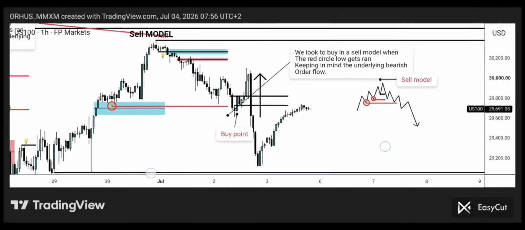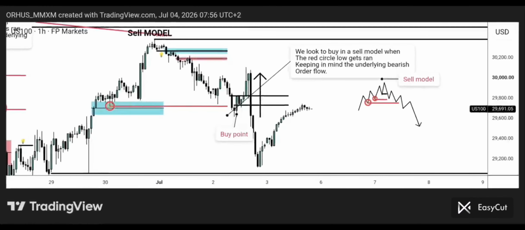You might be thinking, okay, so does it mean we will only sell in a sell model? Obviously, absolutely not. We can also buy in a sell model, but it takes a lot of practice to be able to do that, which I'll be giving you a hint to. We look to buy in a sell model when the red cycle low gets run, keeping in mind the underlying bearish order flow. Buy point.